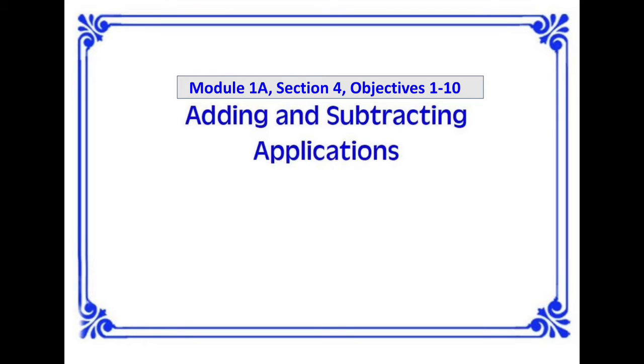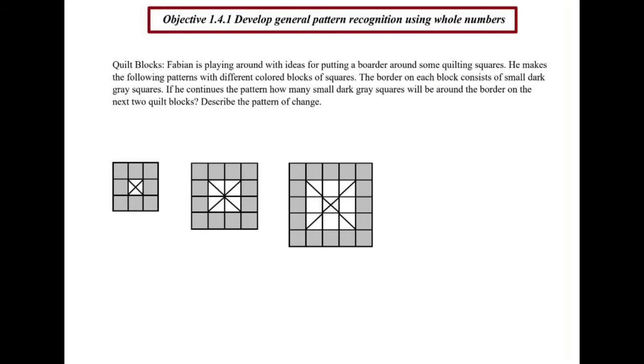Module 1, Section 4, and this video is going to cover only Objective 1. Objective 1 says to develop general pattern recognition using whole numbers. Okay, and this first example is on quilt blocks.